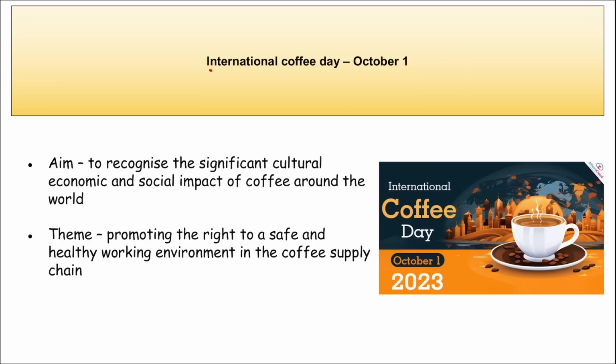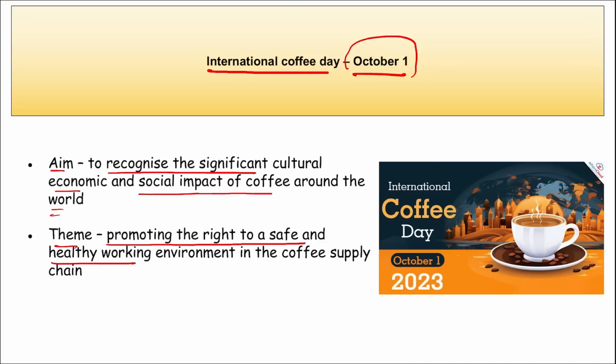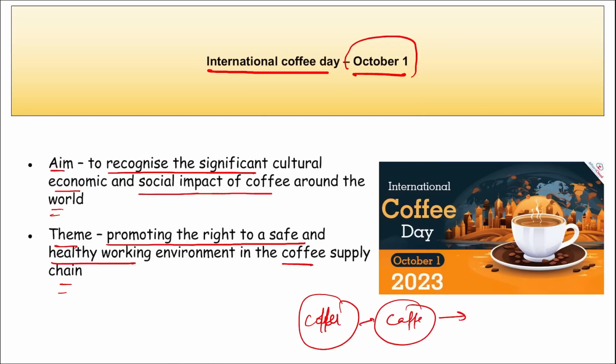Then next comes International Coffee Day. It is observed on 1st of October, and the aim here is to recognize the significant cultural, economic and social impact of coffee around the world. The theme here is promoting the right to a safe and healthy working environment in the coffee supply chain. Correct? Then apart from this, friends, what is the main ingredient in coffee? Tell me. It is caffeine, right? This is the caffeine that keeps you up at night, right? If you consume coffee at night, it won't let you sleep. It will give you energy, correct?